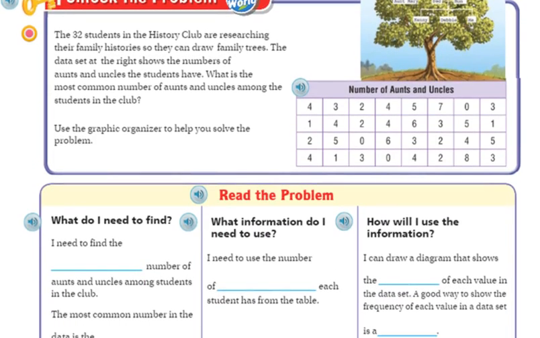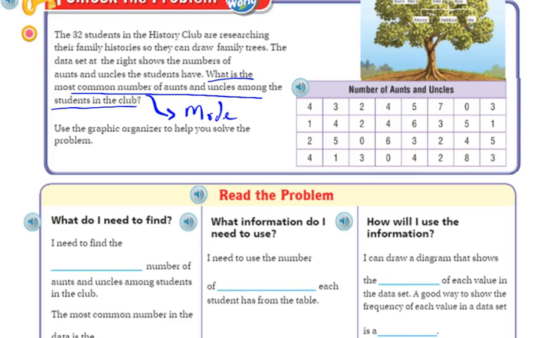Please follow along while I read. The 32 students in the history club are researching their family histories so they can draw family trees. The data set at the right shows the number of aunts and uncles the students have. What is the most common number of aunts and uncles among the students in the club? What we're going to try to do is get this data in the table into something that's easier to identify the most common number, which we know as the mode.